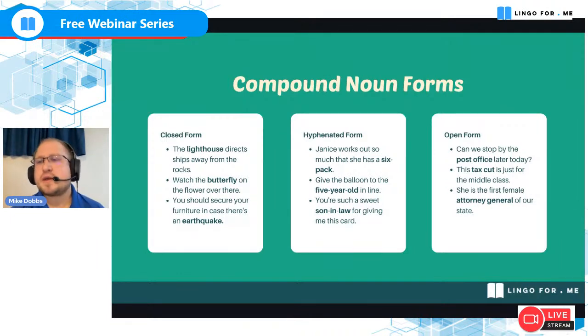Open form, and open form again, no hyphen, there is a space, it's not together.